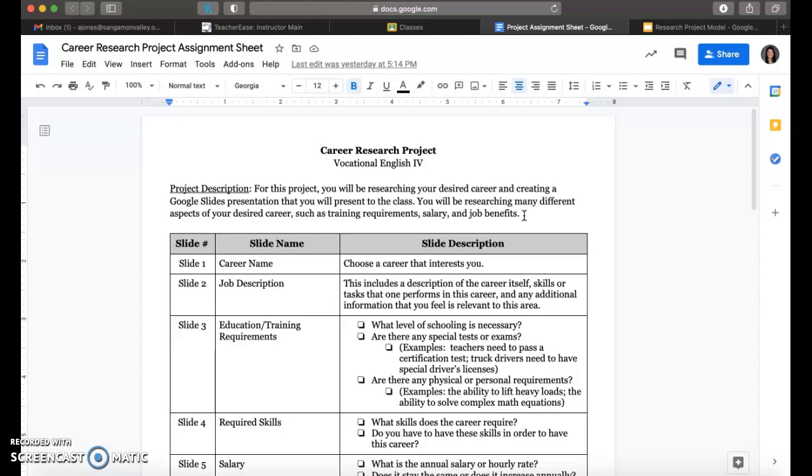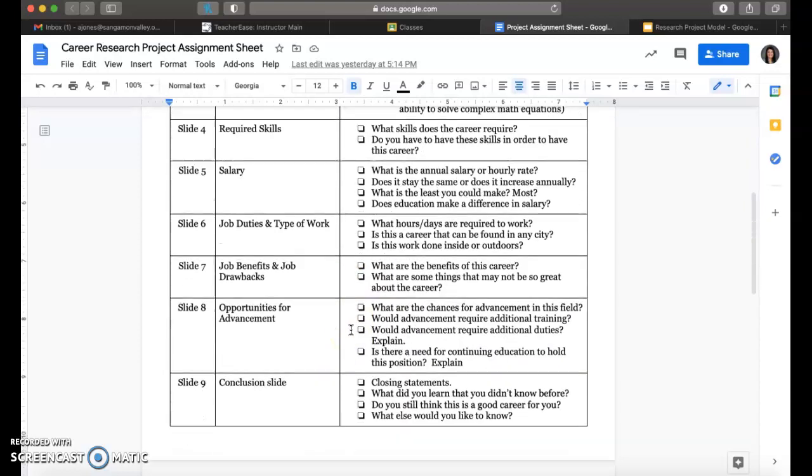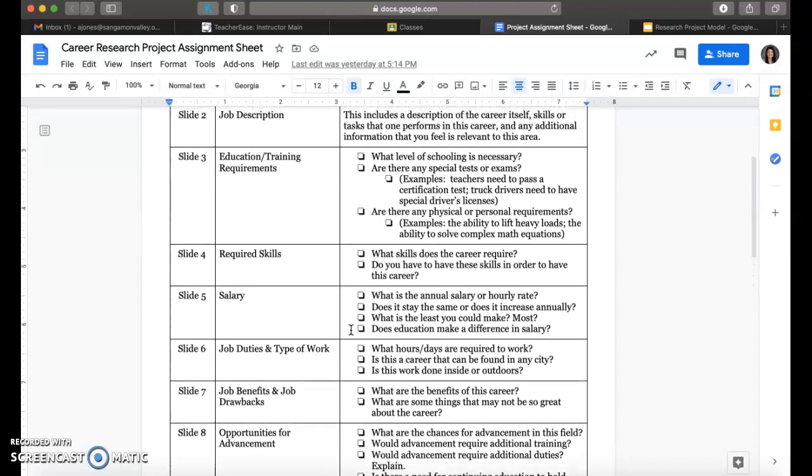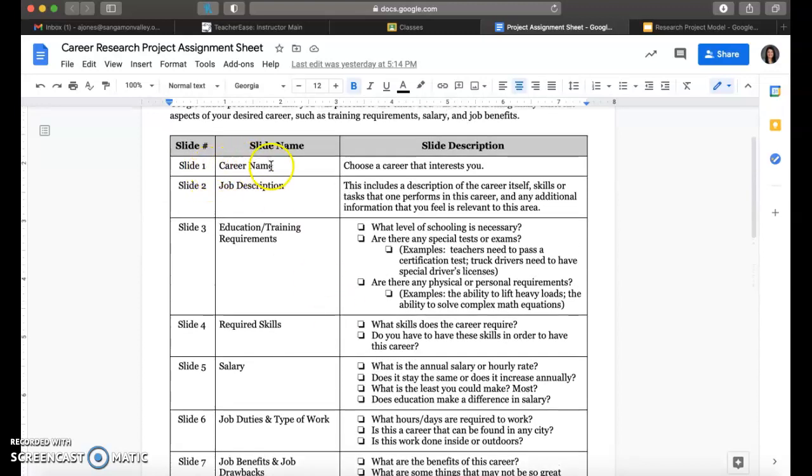For this project, you will be researching your desired career and creating a Google Slides presentation that you will present to the class. You will be researching many different aspects of your desired career, such as training requirements, salary, and job benefits. So for this, you are going to have approximately 9 slides. Slide 1 will be your career name, so choose a career that interests you.